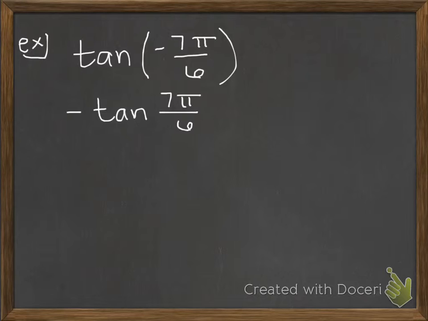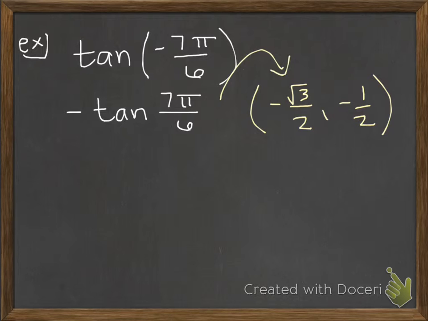7 pi over 6. And based on that angle, I know the coordinate is negative root 3 over 2 and a negative half. Okay, so that 7 pi over 6 tells us the coordinate to use. Now I have to know that tangent is y over x. So notice the negative stays out front, and that's from the original negative. We moved that front. And tangent's y over x. So I have a negative of a negative 1/2 over a negative root 3 over 2.